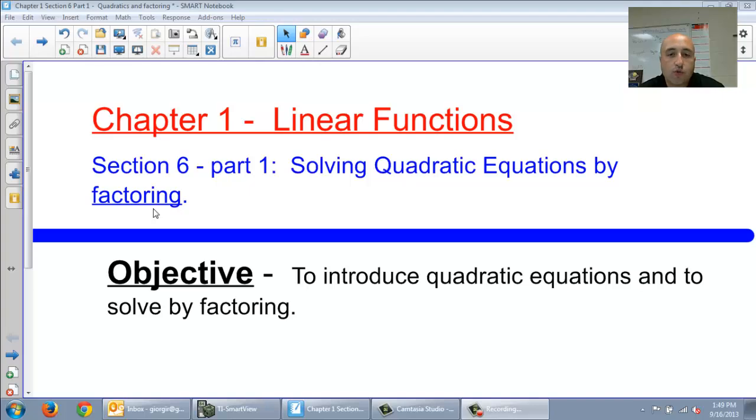Okay. Also, still review. You do know how to factor. You may not remember how you know how to factor, but you do know how to factor. So the objective of this particular section is to introduce quadratic equations and to solve them by factoring. Okay, so Section 6, Part 1.